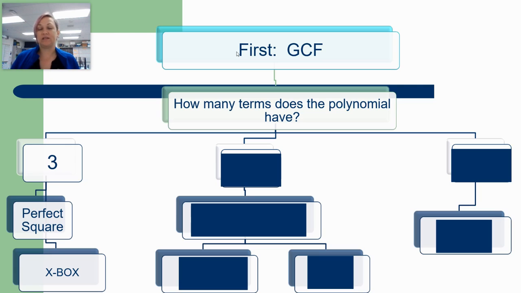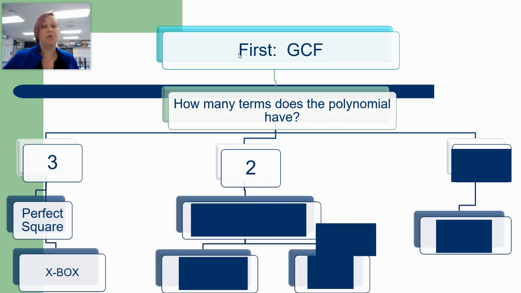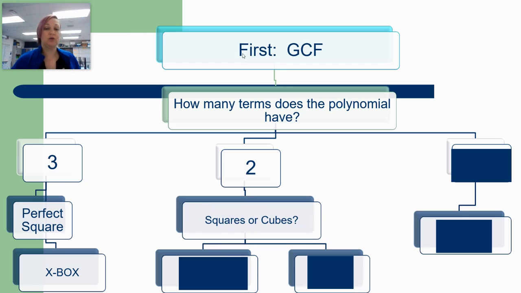If instead you decide that it is a binomial, something with only 2 terms, then you need to decide, are the terms perfect squares or are the terms perfect cubes? Because we have different factoring for squares versus cubes. Squares are numbers that have a square root or have an exponent that's divisible by 2. Cubes have a cube root or an exponent that's divisible by 3.